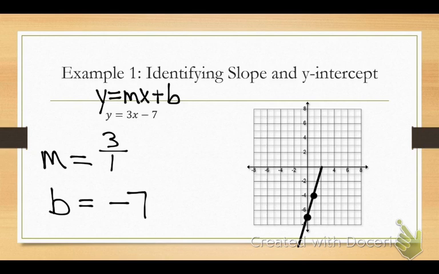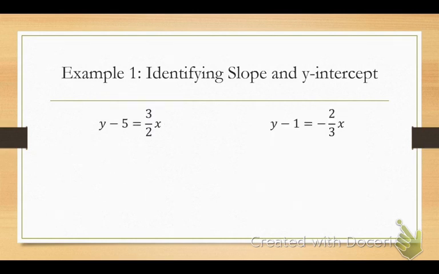But my graph isn't finished. What do I still need? Just tell me. I need my arrows, because my arrows tell me that my solutions actually keep going to infinity. All right, so now we've got 2 graphs under our belt. Okay? All right, so now let's look at these 2 equations.